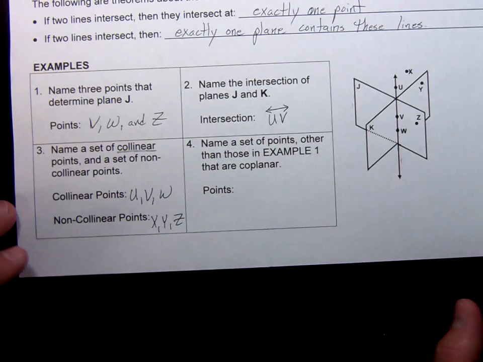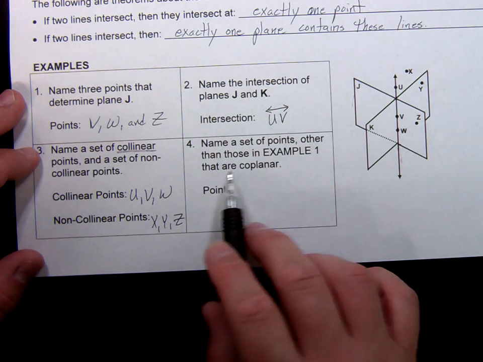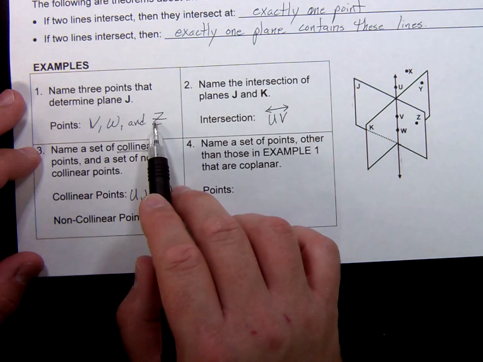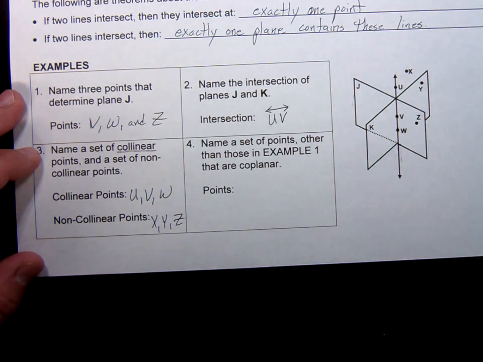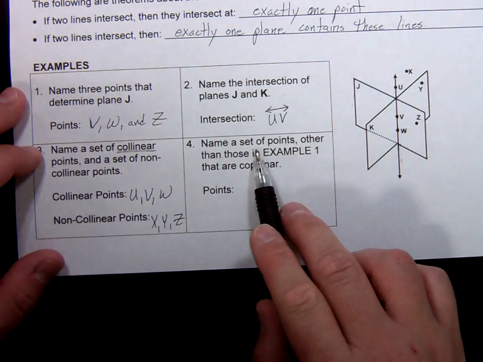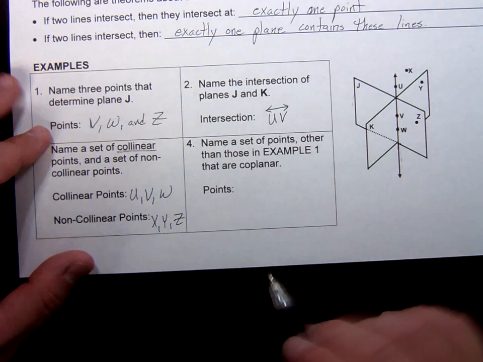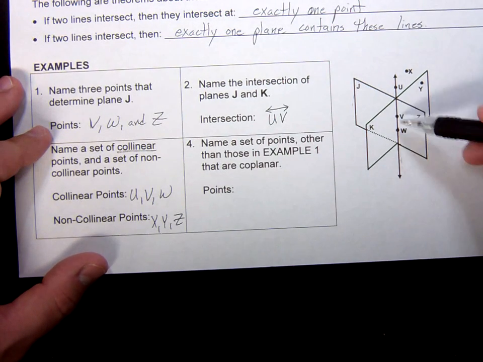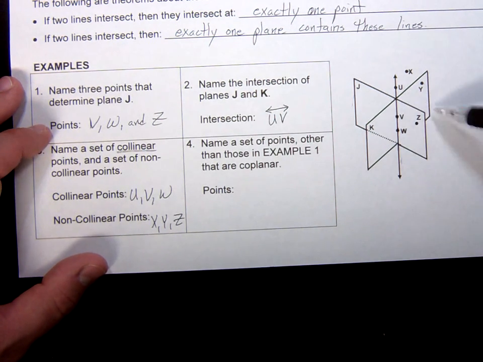Alright, name a set of points other than those in example 1 that are coplanar. So we said V, W, and Z were coplanar because V, W, and Z were all on plane J. Alright, let's name a different set of points that are also coplanar. Well, what about plane K? Remember, V and W are on the intersection of the 2 planes, so they're part of this plane. U is as well, and then Y is also part of that plane.